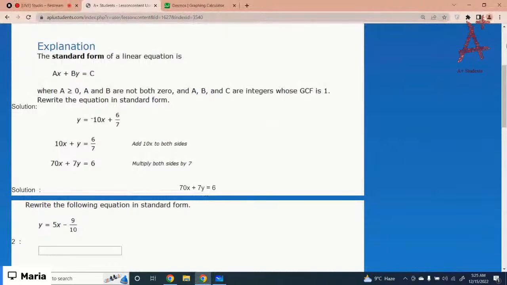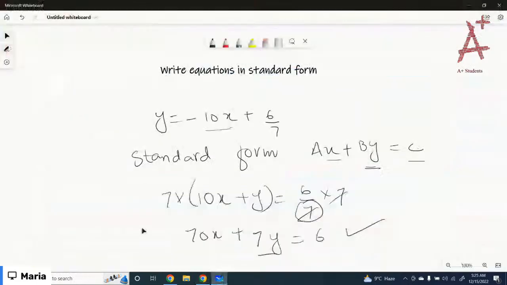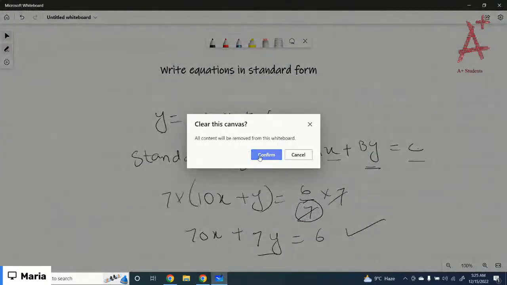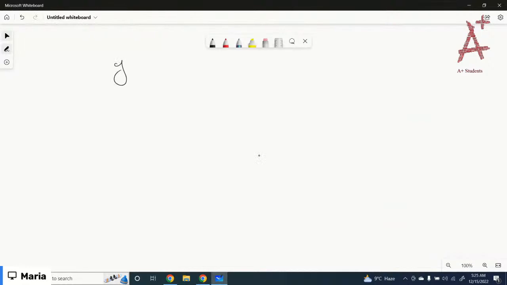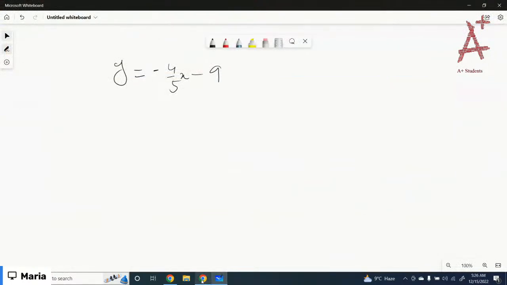Okay, let's just start with the test questions. The first one is y equals negative 4 over 5x minus 9. Let me just confirm it is negative 4 over 5x, negative 9. So the standard form of the equation is ax plus by equals c. You have to rewrite this equation like this. Got it? So move x and y to the same side, move this x term to the other side.